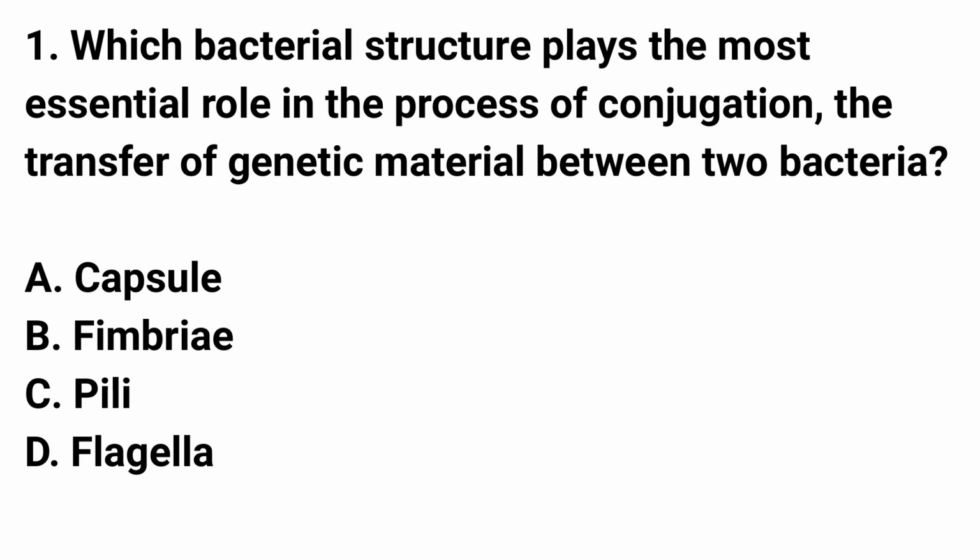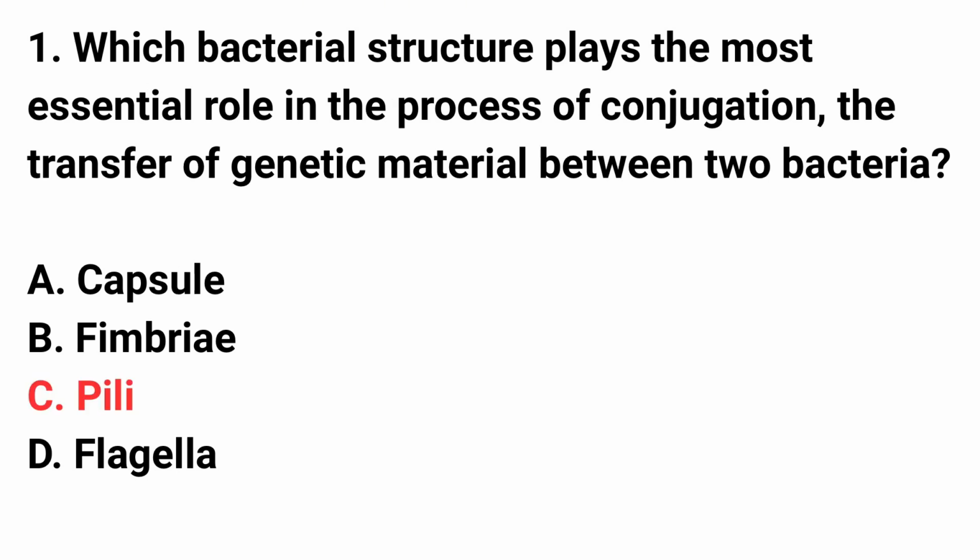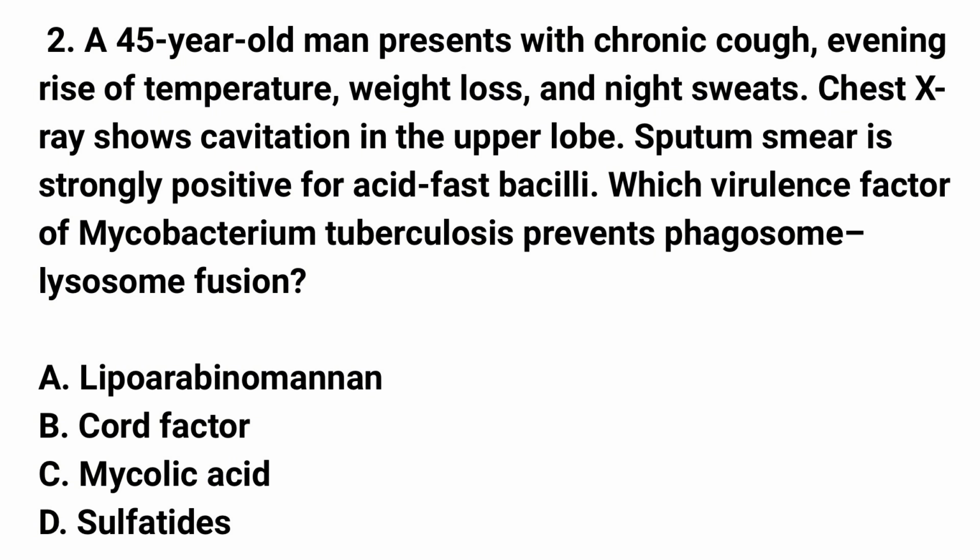Question number 1. Which bacterial structure plays the most essential role in the process of conjugation, the transfer of genetic material between two bacteria? Capsule, fimbriae, pili, flagella. The right answer is option C, pili. Conjugation requires sex pili or F pili, which form a bridge between donor and recipient cells to transfer plasmids such as F plasmids.